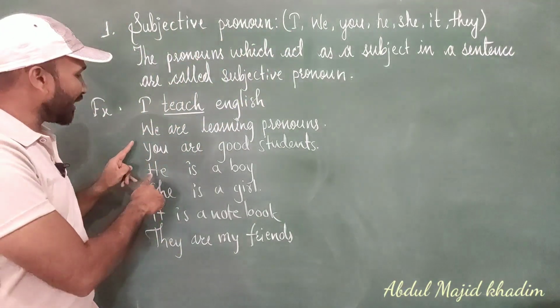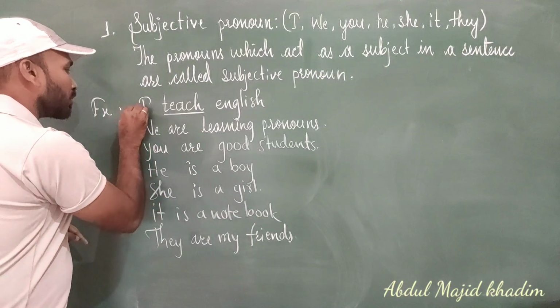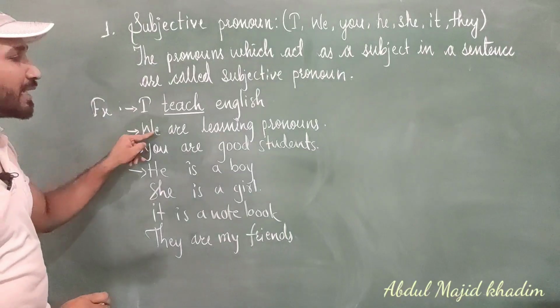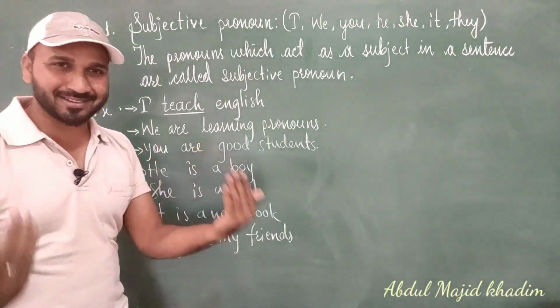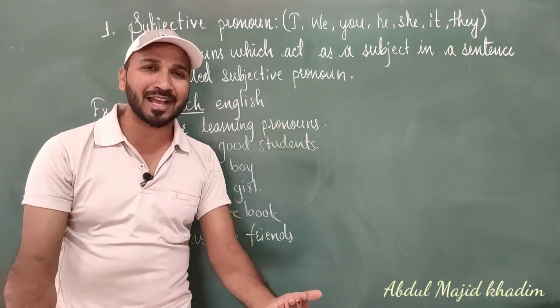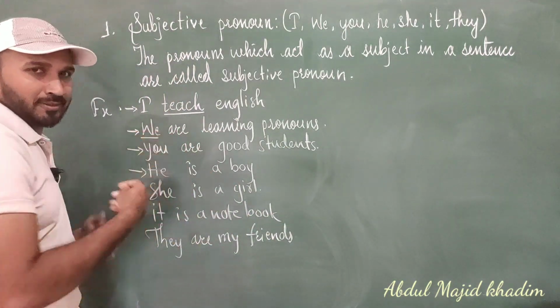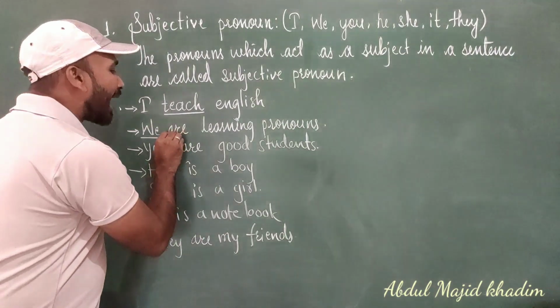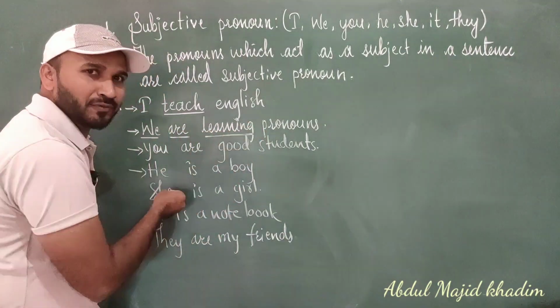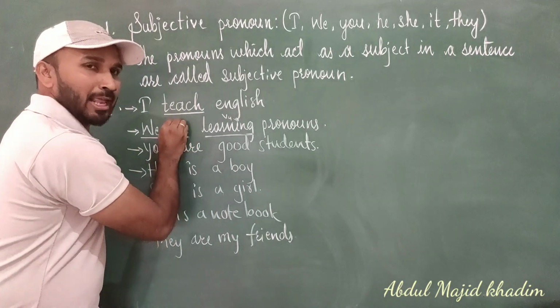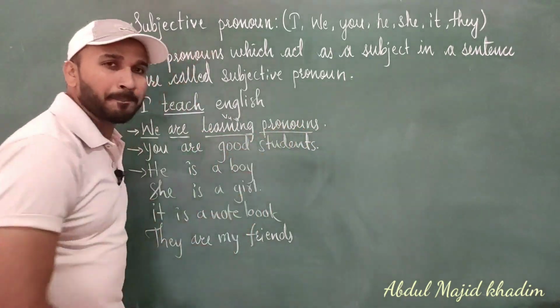Understood? So in the same way, we are having so many subjective pronouns here which I have used in the sentences. Like: we are learning pronouns. Yes, right now we all are learning pronouns. The work is done by we people. So are learning. Learning is a verb, fourth form. Are is the helping verb and pronouns is the object here.